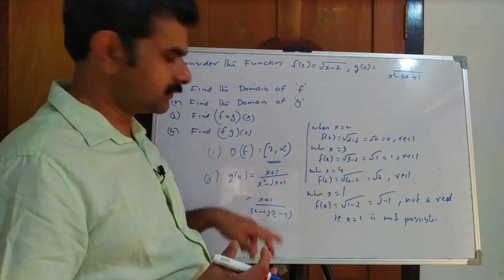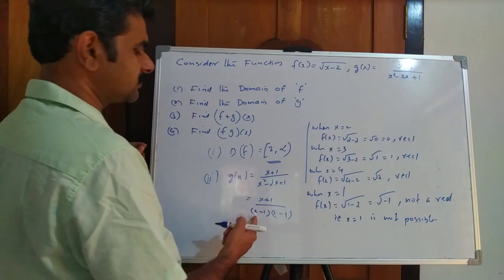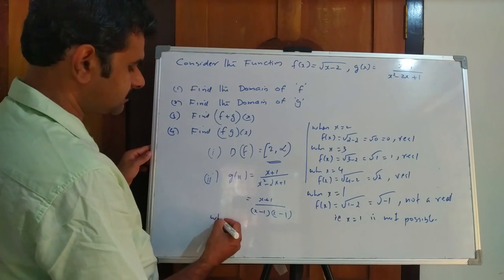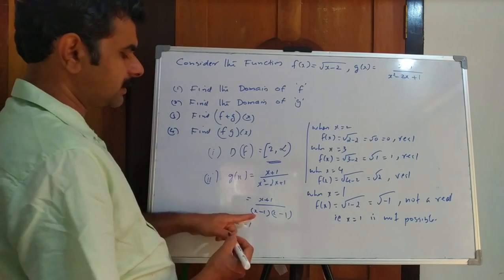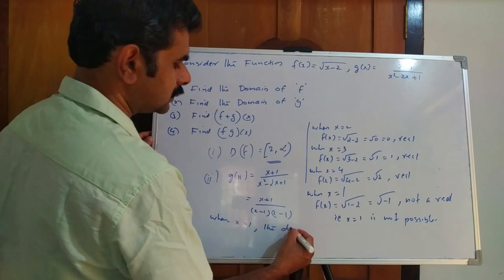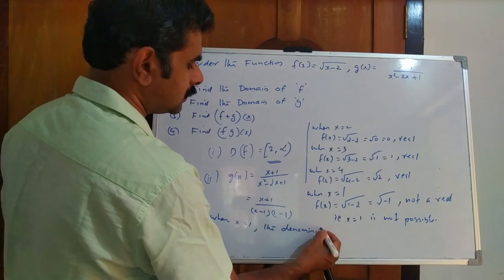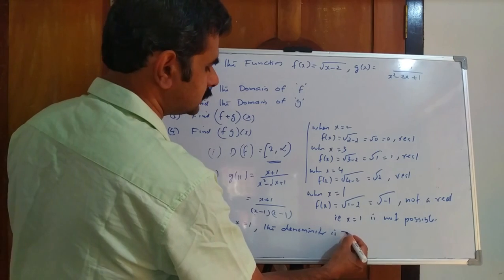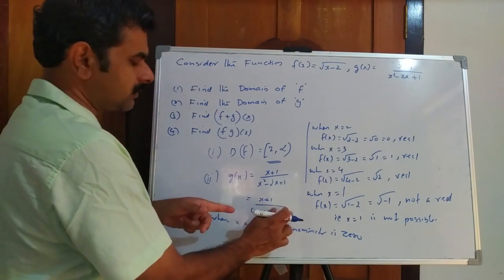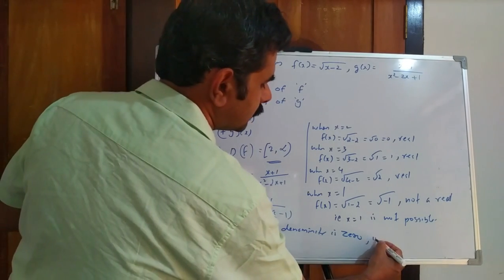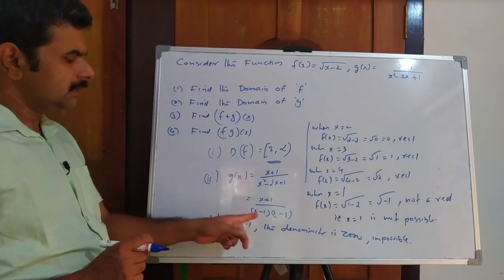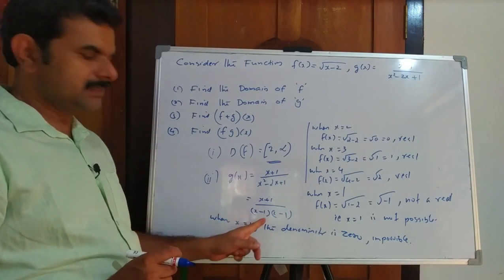Minus 1 into minus 1, that is 1. So x minus 1 and x minus 1. What happens when x is equal to 1? When x is equal to 1, the denominator will become 0, which is impossible. So here also, x is equal to 1, isn't it?